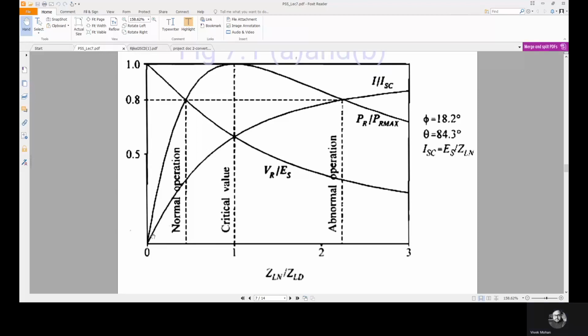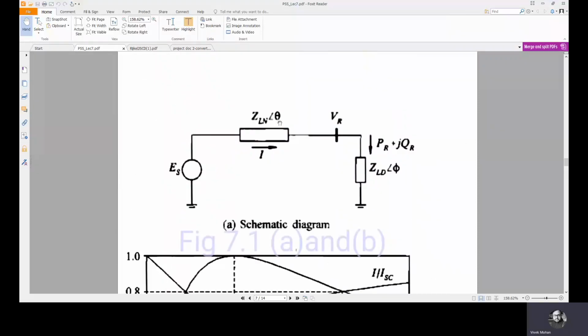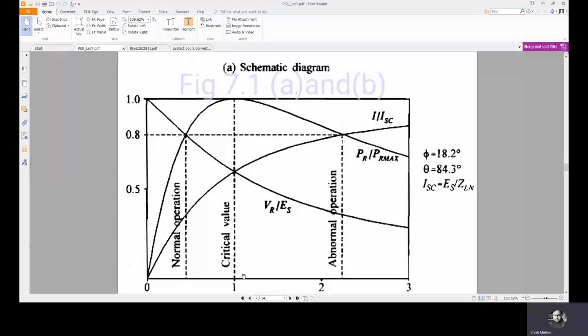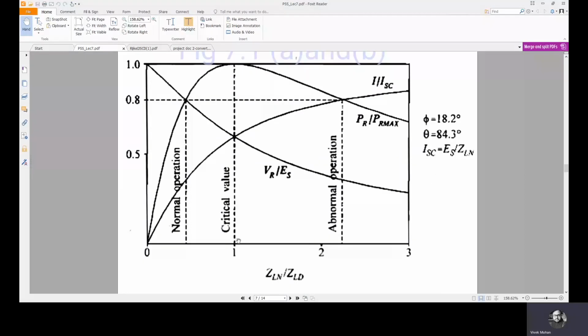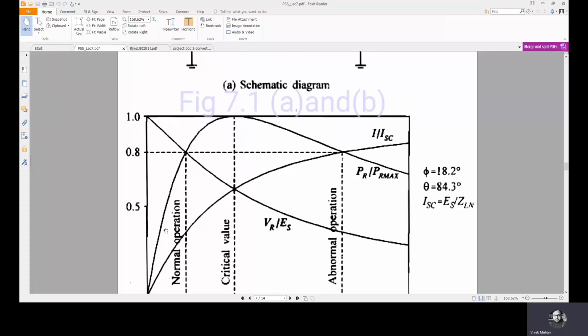Now, what happens is, if ZLN is equal to ZLD, which means that the internal impedance is equal to this external load impedance. This is just a scaled up version of maximum power transfer theorem. So when internal impedance equals external impedance, then we have maximum power transferred from the source to the load. This is what is happening at this point. When ZLN by ZLD equals 1, this is the maximum power transfer point. This is the maxima of the power curve.